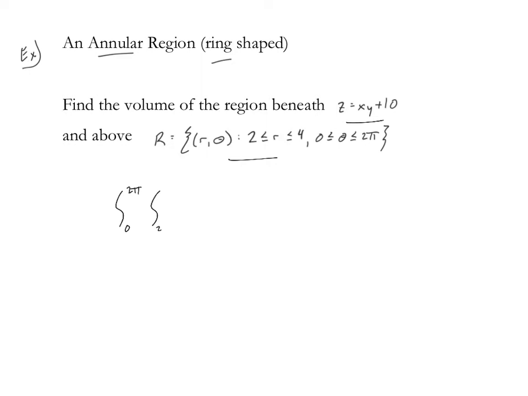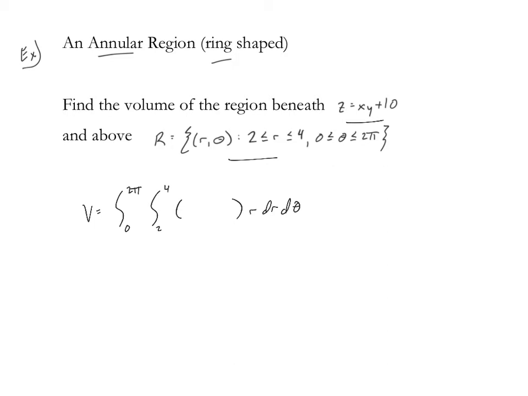Our r bounds are from 2 to 4. Oh, and we're finding a volume here. Our region of the function is z equals xy plus 10. But if I start to write in xy plus 10 in there, I'm going to be mistaken because we're integrating using polar coordinates, right? We have r dr d theta. So we need to take a couple of steps here and rewrite our equation in polar coordinates.